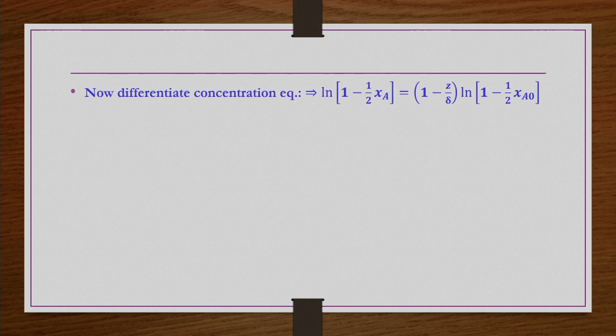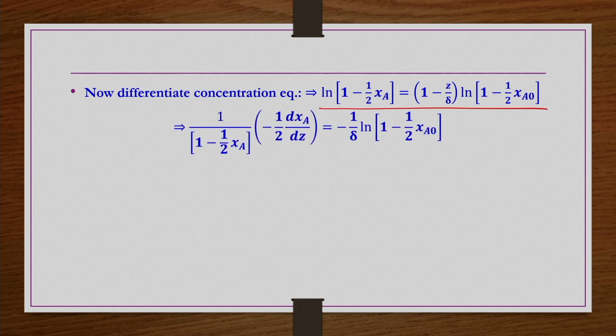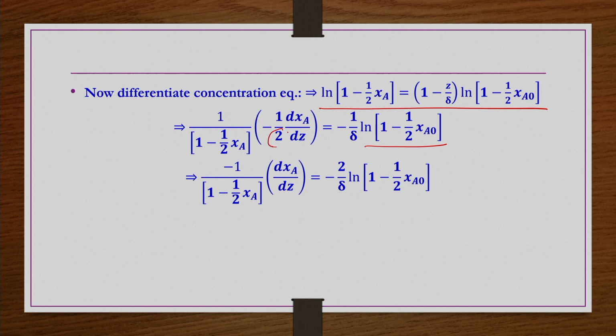But we need to find out the flux, that is the question. So, what we have to do is differentiate this concentration profile equation with respect to z. Then we get 1/(1 − ½ x_A) times (−½) dx_A/dz equals 0 minus 1/delta ln(...), this is constant anyway. So, if I take this 2 to the right hand side, I will get −2/delta ln(1 − ½ x_A0) on the right hand side.